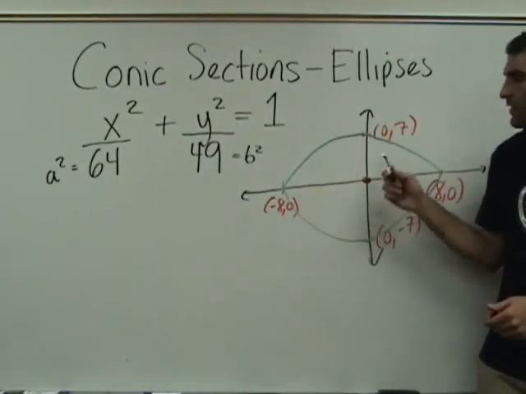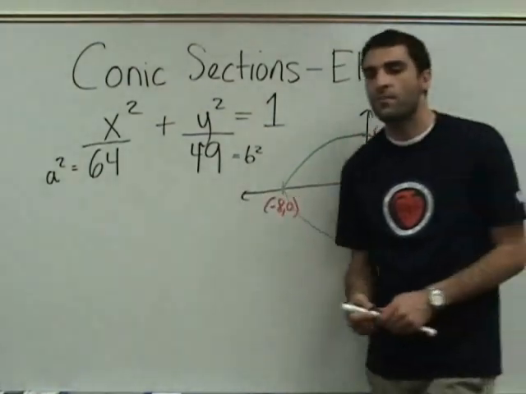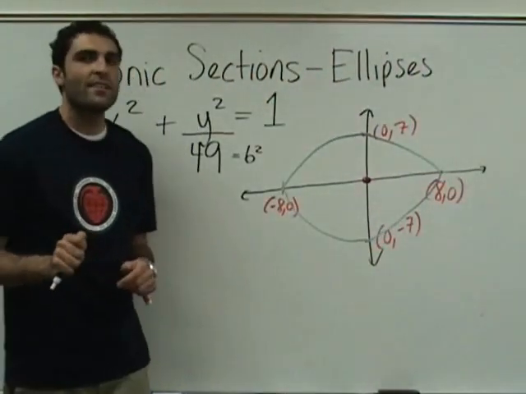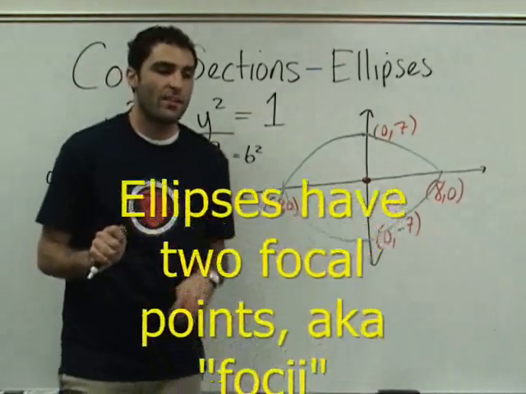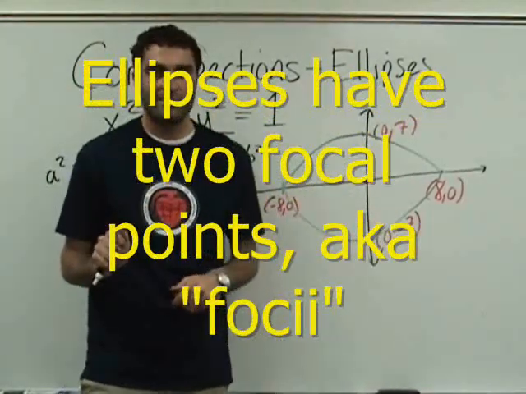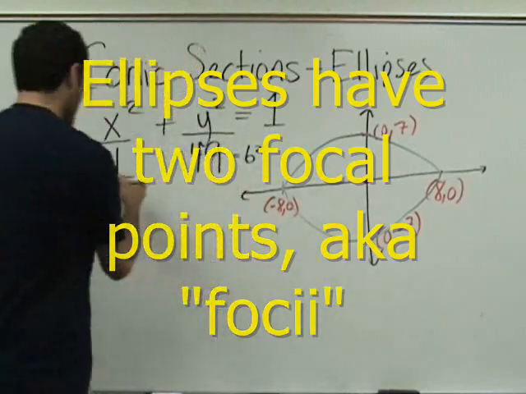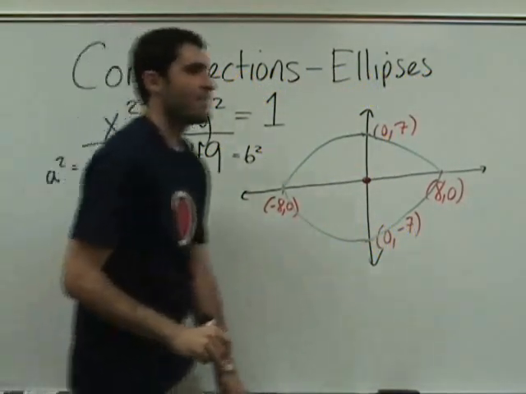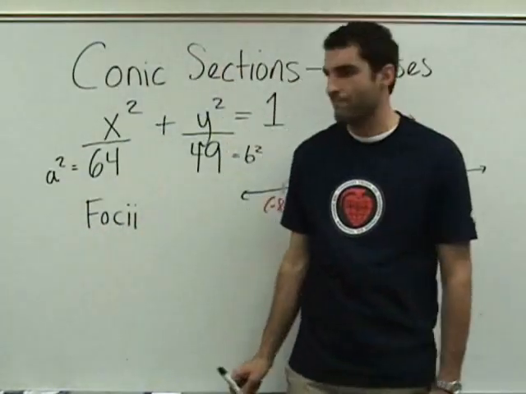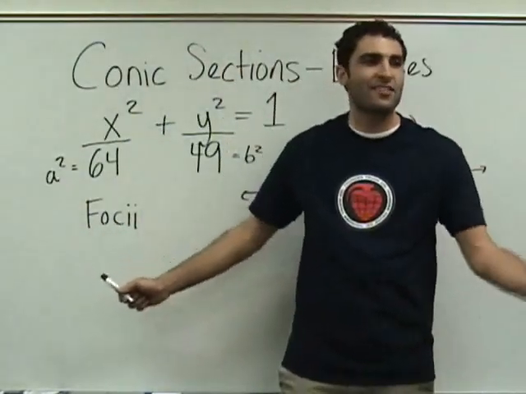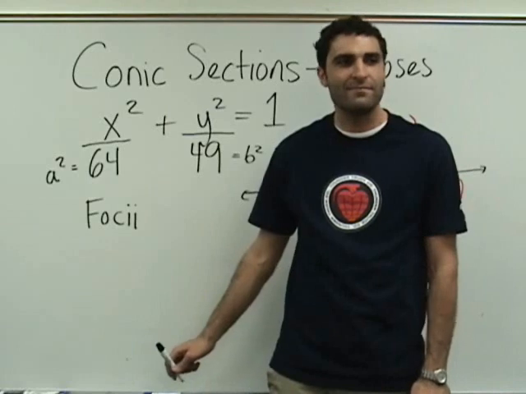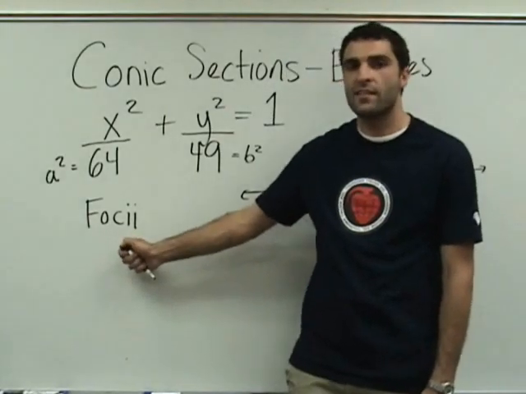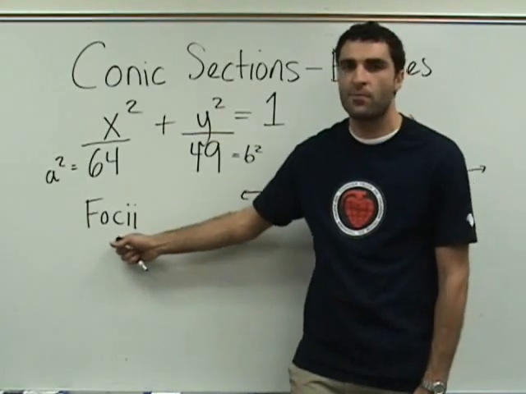Now, an ellipse has a focus point, just like the parabola, except it's not one focus point, it's 2. That's called foci, for plural. F-O-C-I means two focuses. It sounds like Japanese, gnocchi. So we're going to solve for these two focus points.